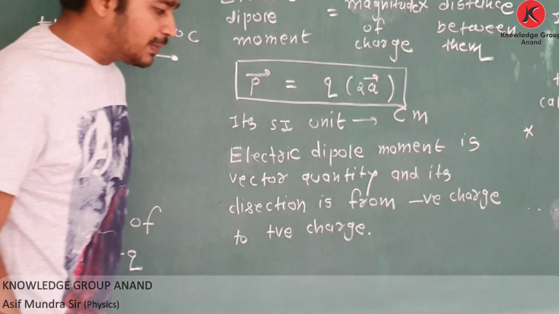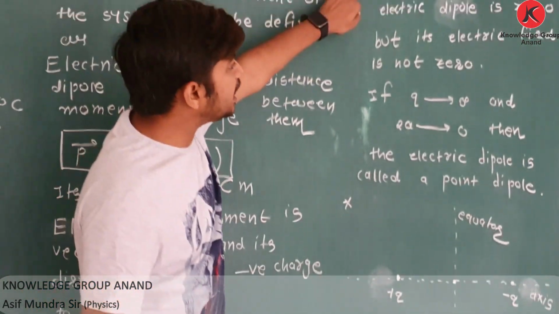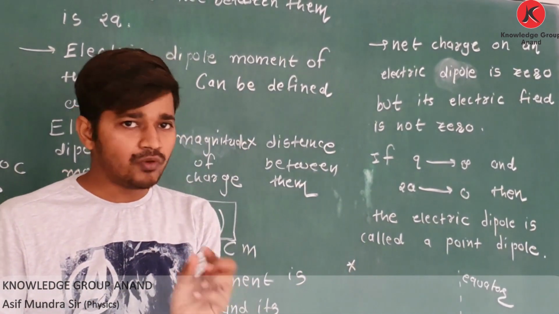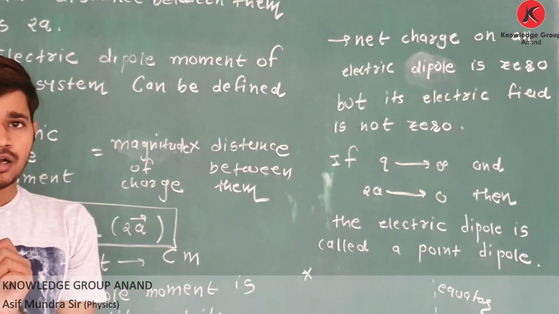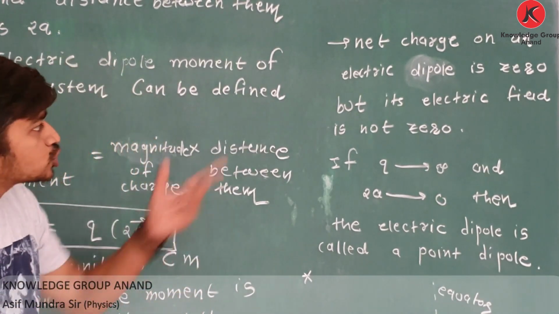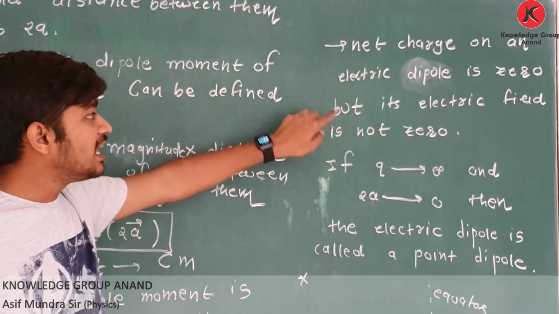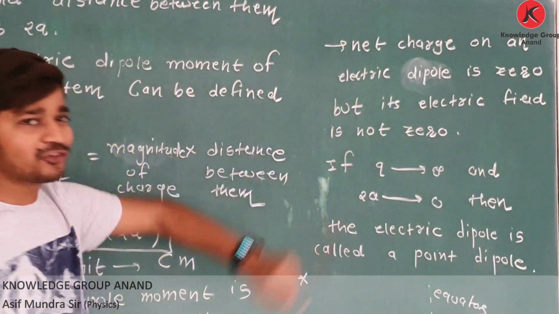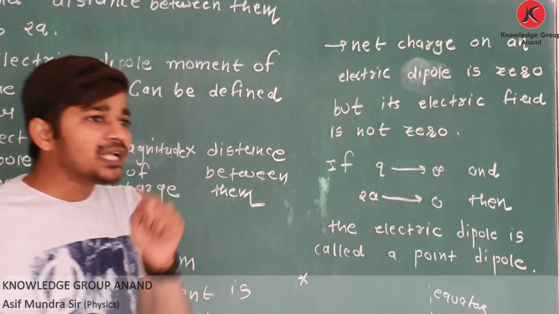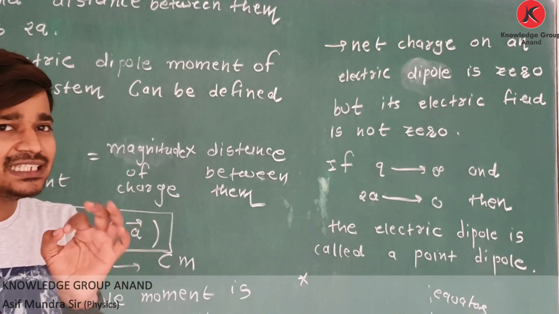Now you have to remember some points related to electric dipole. Net charge on an electric dipole is 0. One charge is plus q, another charge is minus q. So what is the total charge of the electric dipole? 0. But its electric field is not 0, because we know that due to plus q and minus q charges, the direction of electric field is the same.